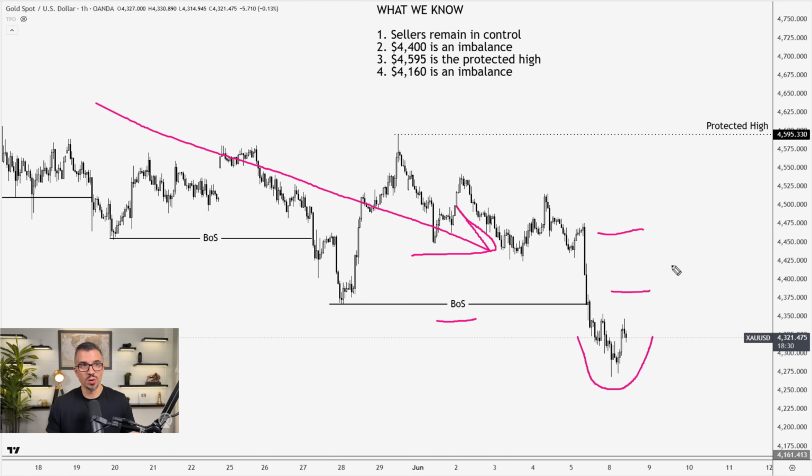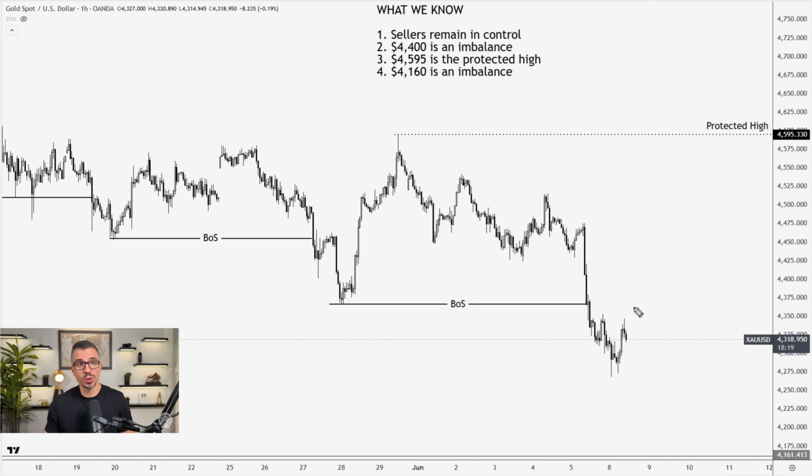We know sellers remain in control. We know this is an imbalance. And we also know as traders, we want to short high. So we don't have to know what to do right now. We have to be comfortable saying that we don't know if we're going to get this. And that's okay.